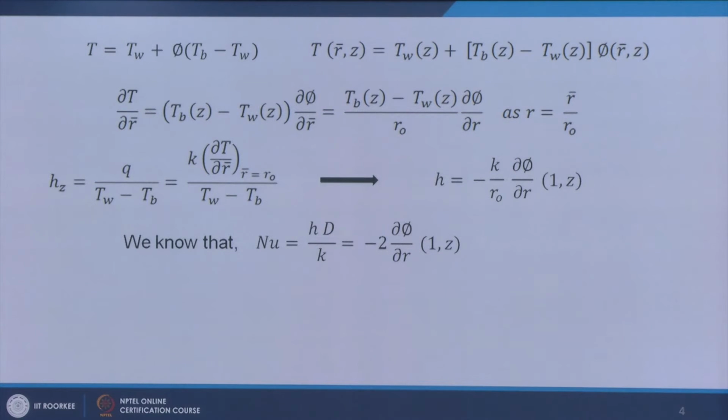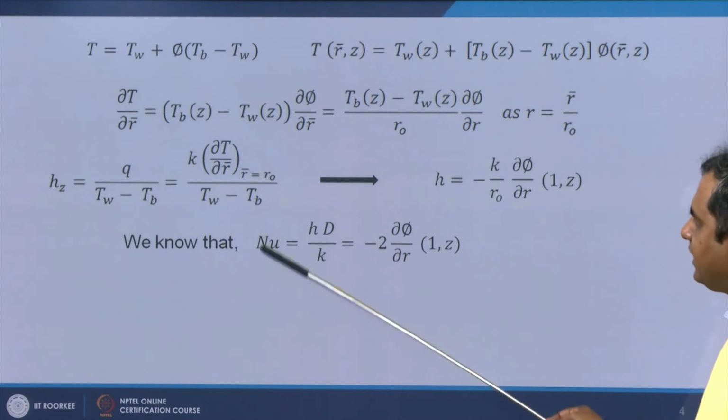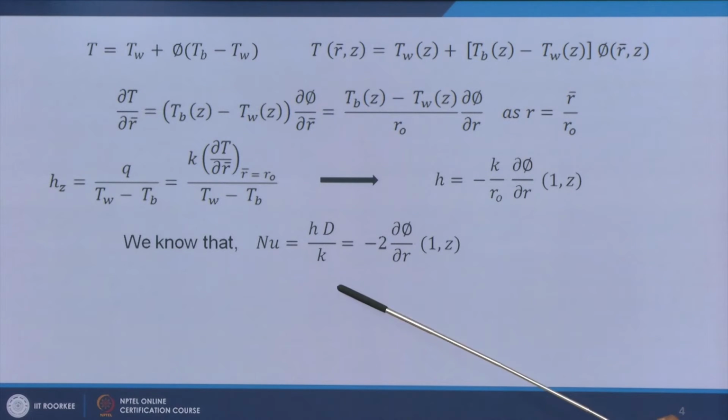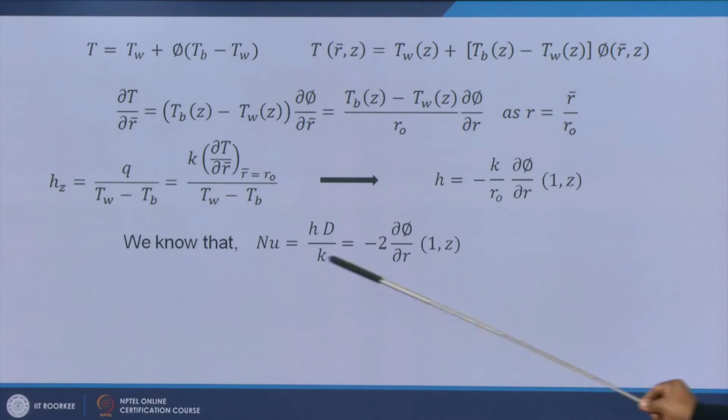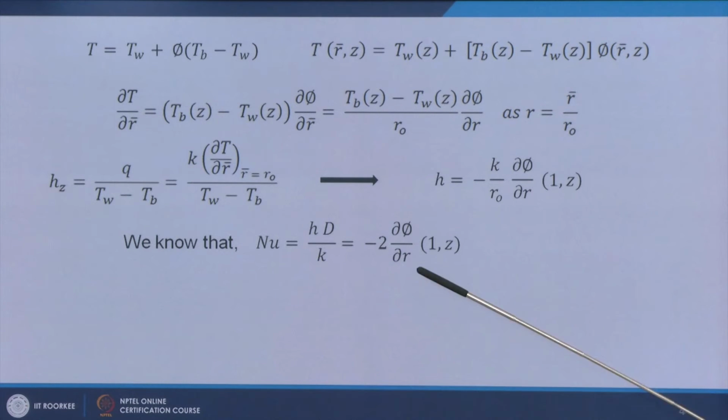Then if we go further for evaluation of the Nusselt number, which is nothing but h d by k, h into 2 r naught by k, then from this equation we get the Nusselt number as minus 2 times del phi del r at (1, z).